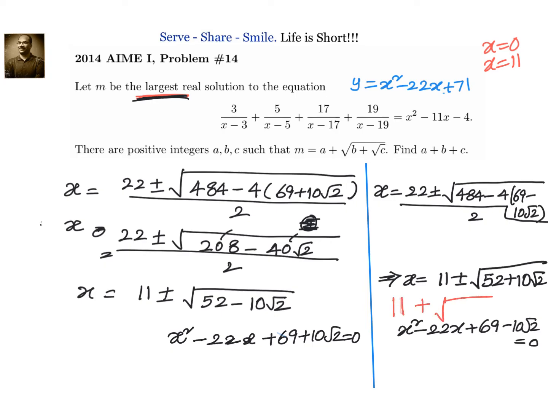plus square root of 52 plus 10 root 2, but they want us to again put it in root, so we can write that as 200. That means a is 11, b is 52 and c is 200. Then what is a plus b plus c? a plus b plus c is equal to 263.